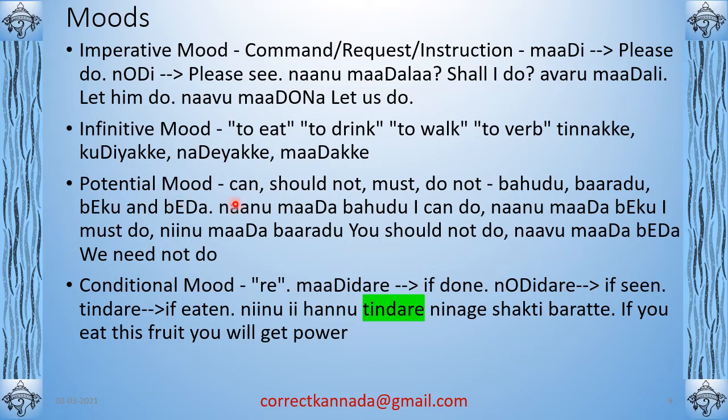Then potential mode. Potential mode are words like can, should not, must, do not: bahudu, baradu, beku, beda. Nanu madabahudu. You take the verb, remove the u, add bahudu to it. It means I can do. Nanu madabeku means I must do. Nanu madabaradu, I should not do. So these are all very easy to form. This is called potential mode.